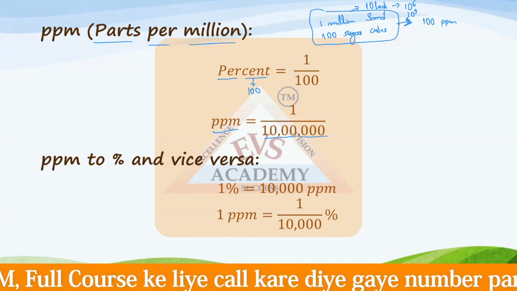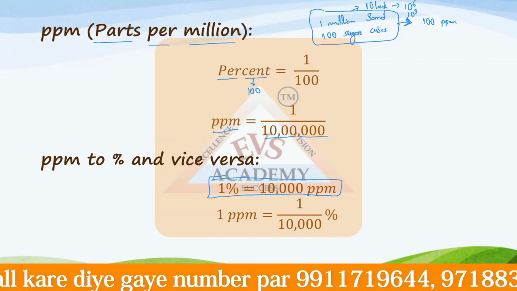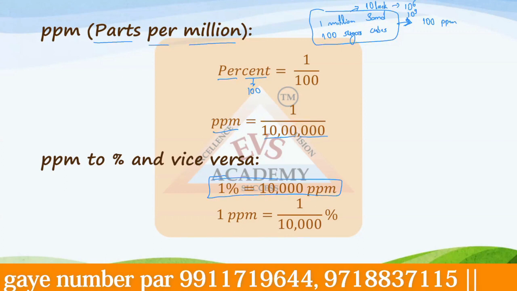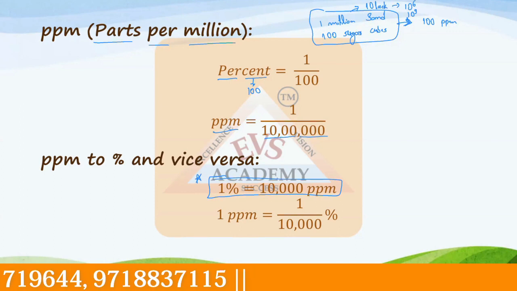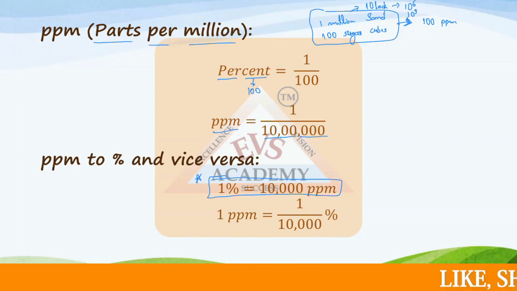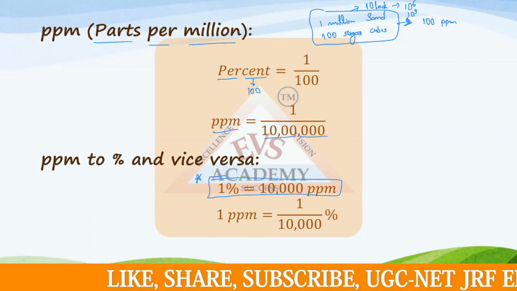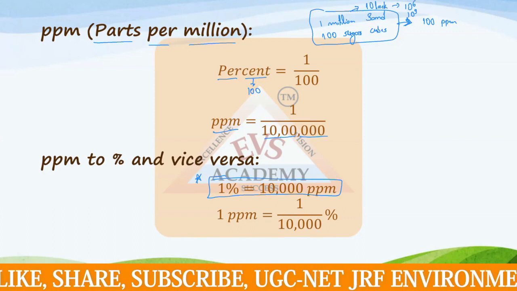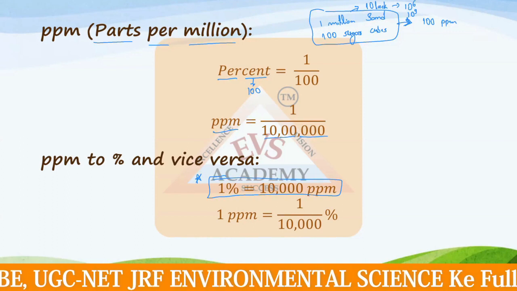You can remember this as well if you have any kind of confusion in converting them. So 1% is equal to 10,000 ppm. Suppose I have a 1% solution of sulfuric acid in 1 liter of water. That is equal to 10,000 ppm. Or you can also remember that if I have a 1 ppm solution of H2SO4, that is 1 divided by 10,000%, or 0.0001% of the solution.